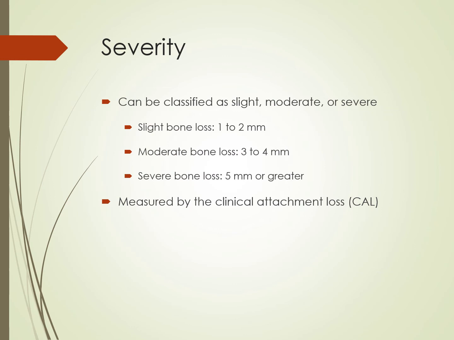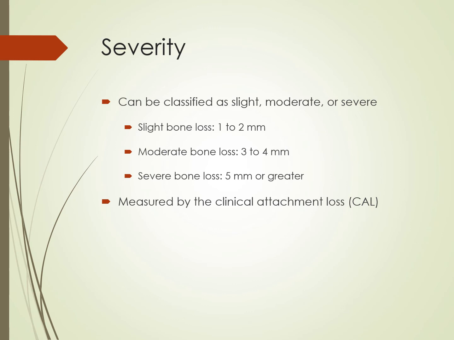Severity is a little bit different. It's where we start to classify the amount of bone loss that we see, and it can be classified as slight, moderate, or severe. We can also say slight being 1 to 2 millimeters, moderate being 3 to 4, severe being 5 or greater. It's measured by clinical attachment loss.